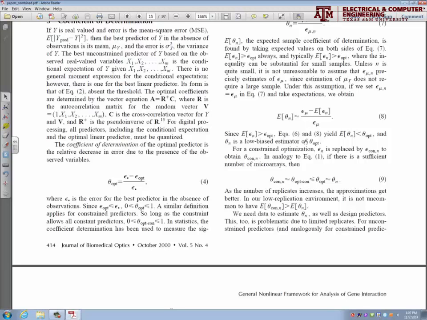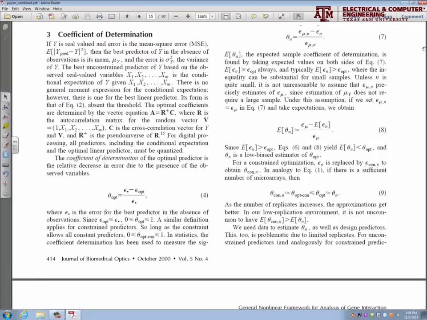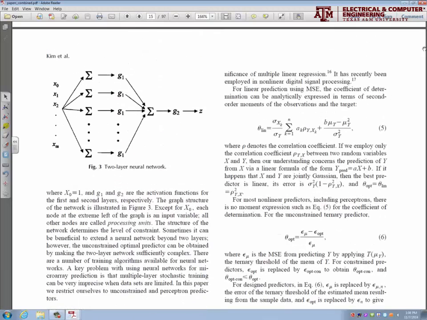Now, the best unconstrained predictor of y based on the observed real valued variables is the conditional expectation of y given these observed variables. I showed that to you too. There is no general moment expression for the conditional expectation. You need to know the conditional density, and then you have to calculate from there.